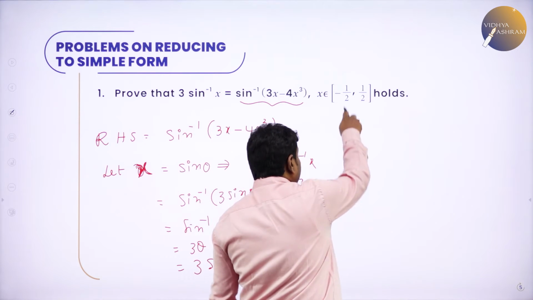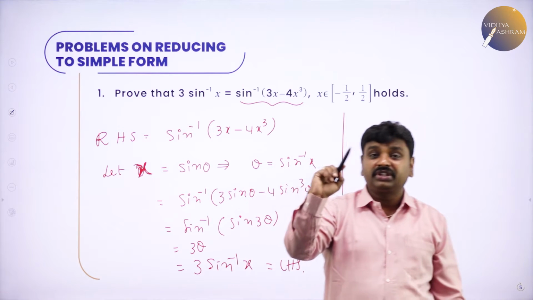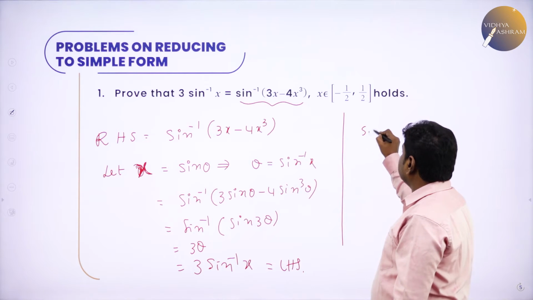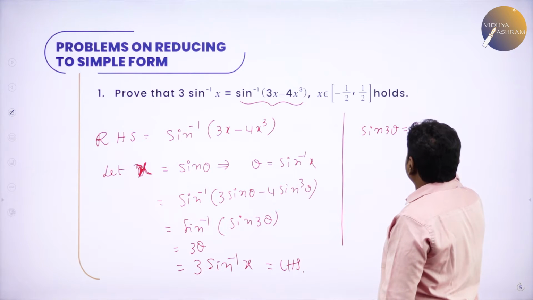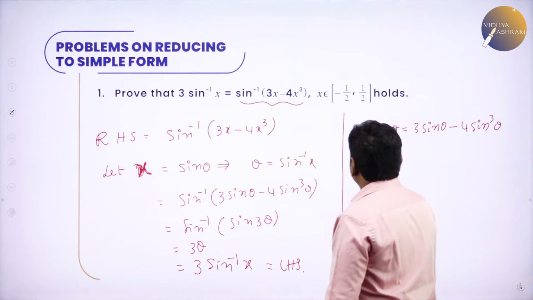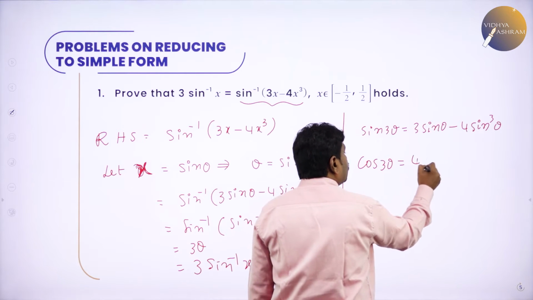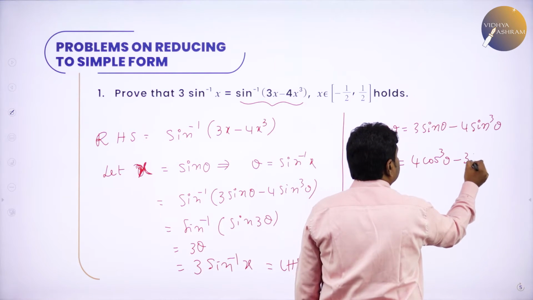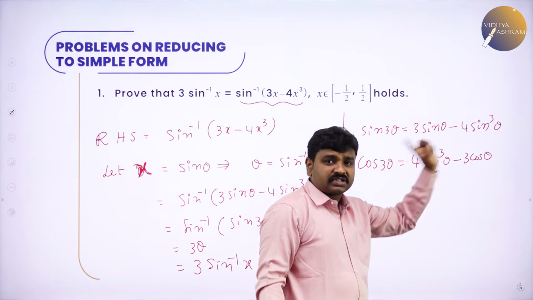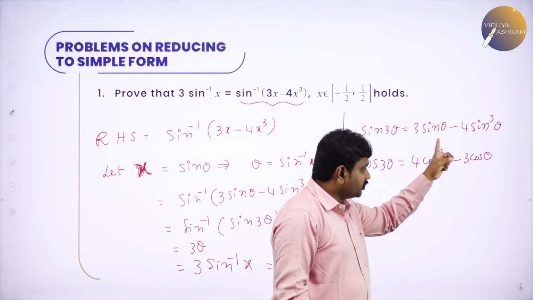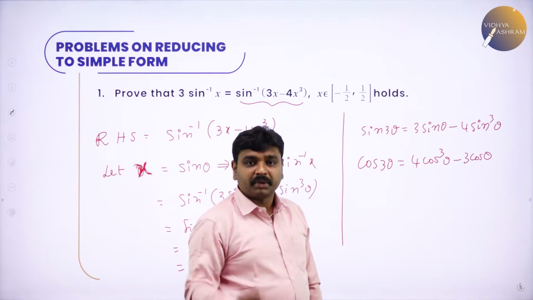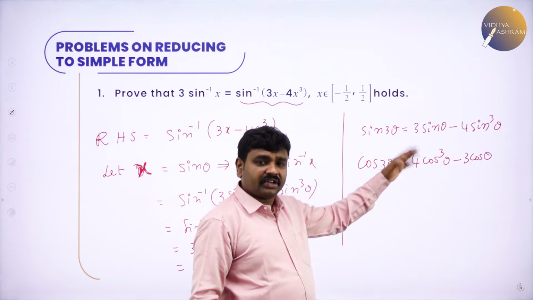To solve this kind of problems, you should be thorough with first PUC, 11th standard, multiple angles. What is sine 3 theta? Sine 3 theta is 3 sine theta minus 4 sine cube theta. What is cos 3 theta? Cos 3 theta is 4 cos cube theta minus 3 cos theta. So the coefficients are interchanged, the cubes are interchanged. Memorize this, you have already learnt it in first year, we are using it.